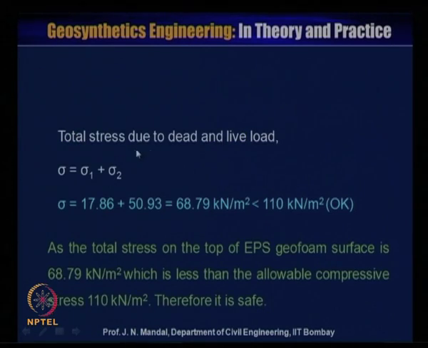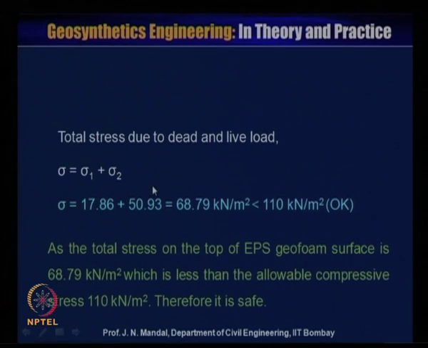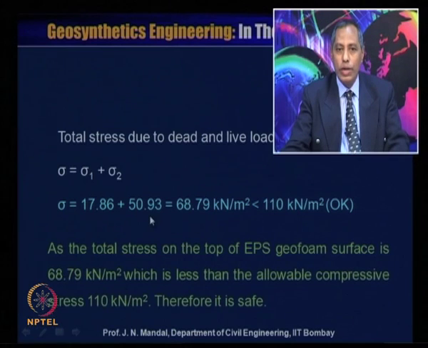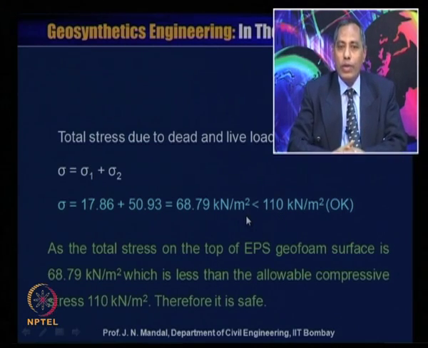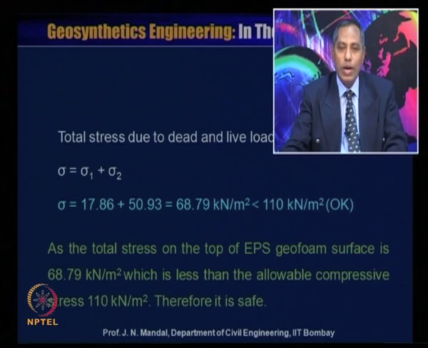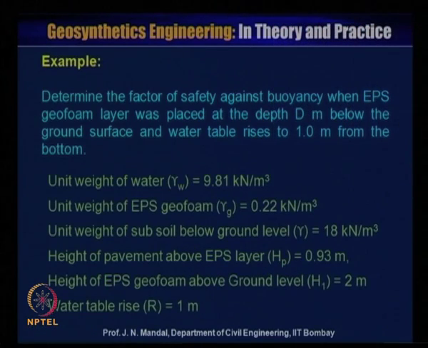Now, the total stress due to the dead and the live load, sigma, is equal to sigma 1 plus sigma 2. That is, sigma is equal to 17.86 plus 50.93, that will give 68.79 kilonewton per meter square, which is less than 110 kilonewton per meter square. That means it is okay. It is given what the allowable compressive stress is. So, as the total stress on the top of the EPS geofoam surface is 68.79 kilonewton per meter square, which is less than the allowable compressive stress of 110 kilonewton per meter square, therefore, it is safe.